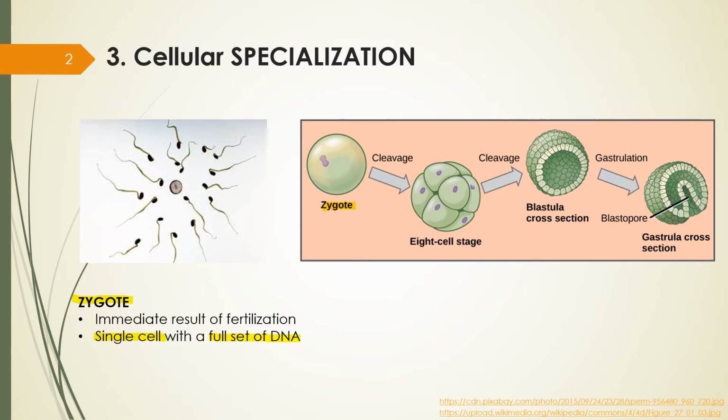So one zygote will turn into two cells. Then each of these two cells will multiply to 4 cells. Each of these 4 cells will multiply into 8 cells. For example, in this stage here, I have 8 cells. And the multiplication, the mitosis, continues until we form one structure that we call blastula. And it continues, we call this gastrula.